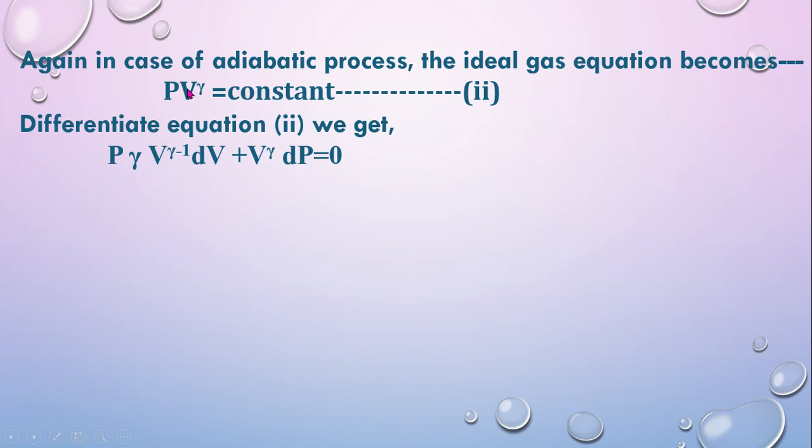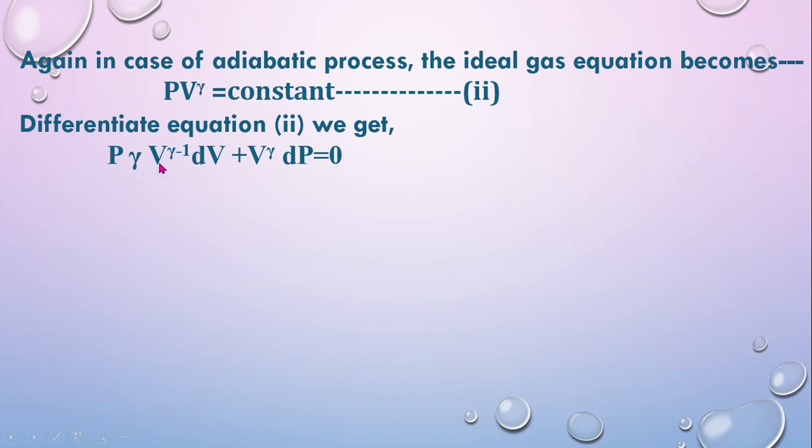Here, in place of x we are seeing V, and in place of n the power is γ. So you will use that formula. At first P will be taken outside and you will differentiate V^γ with respect to volume, and then V^γ will be taken outside and you will differentiate pressure. And if we differentiate this constant, that will be 0.